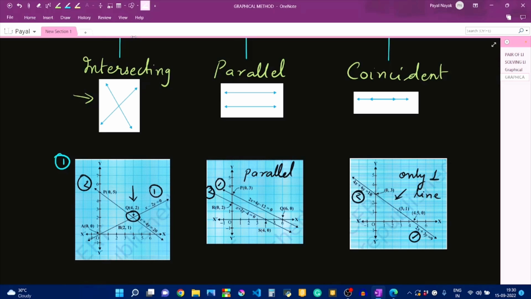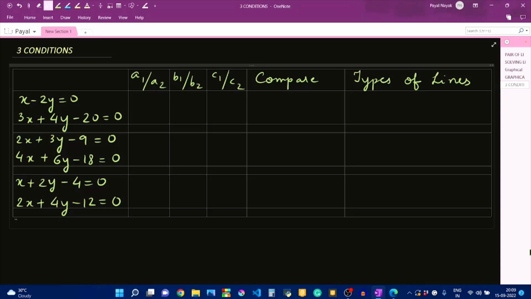Now, every time it is not possible for us to draw the graph and then conclude what type of graph we will get: either intersecting, parallel, or coinciding lines. So we have one more method in which, just by looking at the equation, you can find out what type of graph you will get. There is no need to draw the graph and interpret. Now let us see the three important conditions by observing which you can conclude what type of lines you will get after plotting the equations.